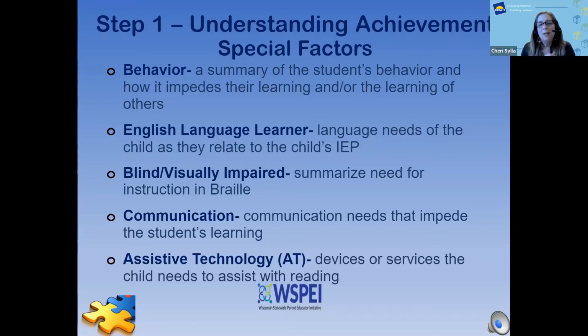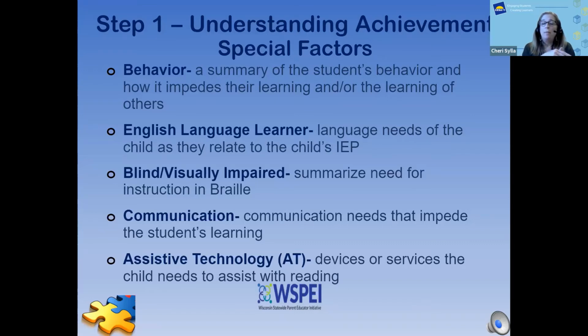We also address English language learners. So is the student's first language something other than English? There's blind and visually impaired, which I'm going to have Maria talk about. There's also communication. So does the student have any particular communication needs that impede the student's learning? And then assistive technology is the 5th one.